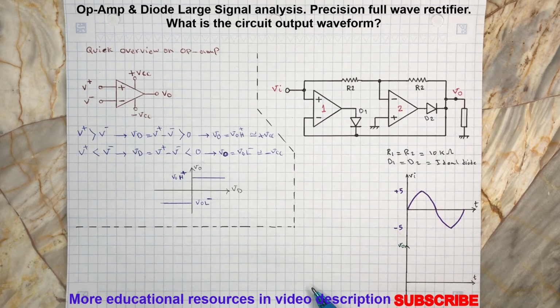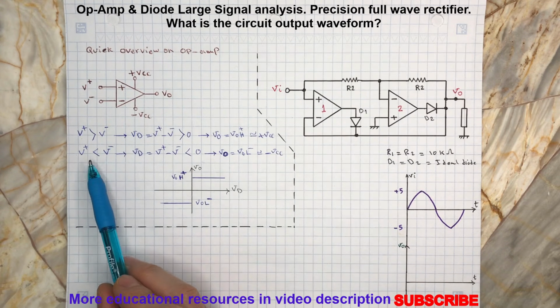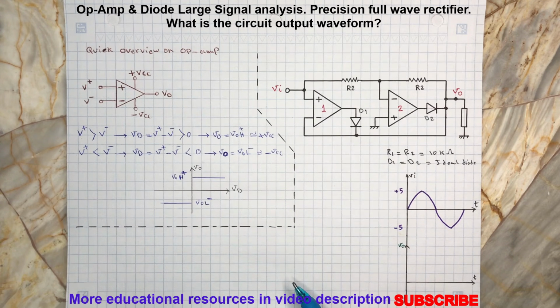Now assume V minus is greater than V plus. Then the output VO will swing to negative low, and again this is because the op-amp will multiply this negative difference by its high circuit gain.